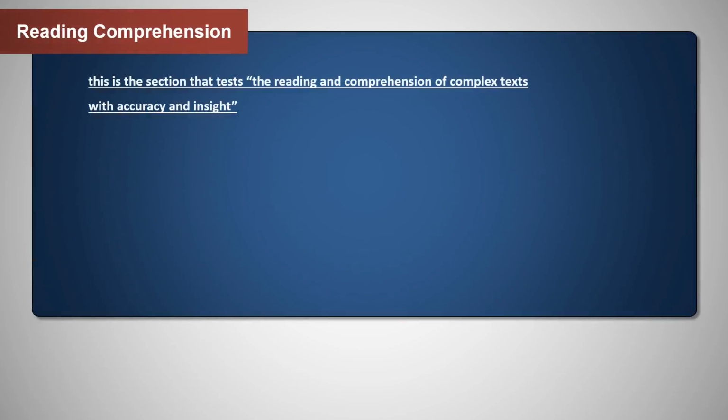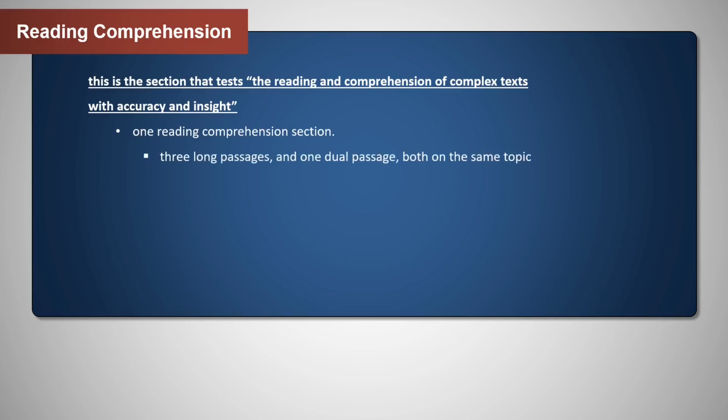Okay. The third section type is the reading comprehension section, and this is the section that tests the reading and comprehension of complex text with accuracy and insight. There's always going to be one reading comprehension section. There will be 3 long passages and 1 dual passage. Essentially, it will be 2 shorter passages, which are both on the same topic, with 5 to 8 questions per passage for a total of between 26 to 28 questions.